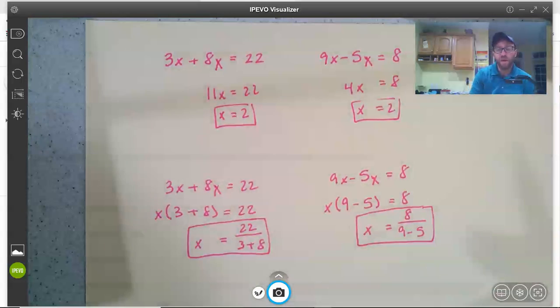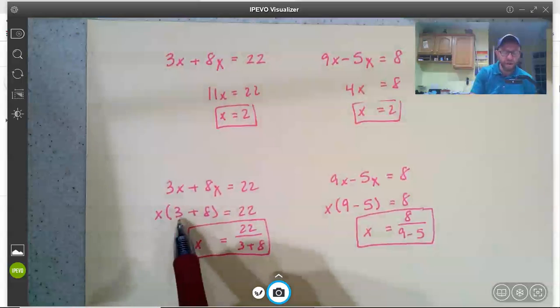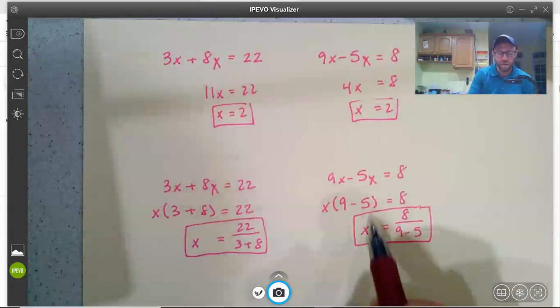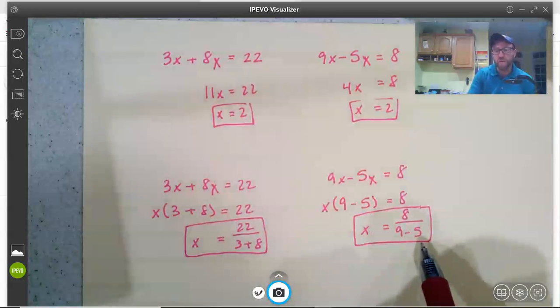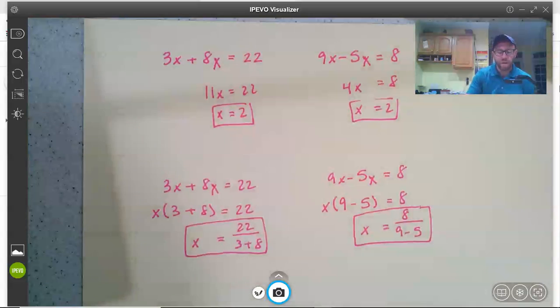And it's perfectly okay to divide by, say, a plus b or m minus n. It's okay to divide by that. So we would just bring that down into the denominator of this fraction over here. And that gives us our solution.